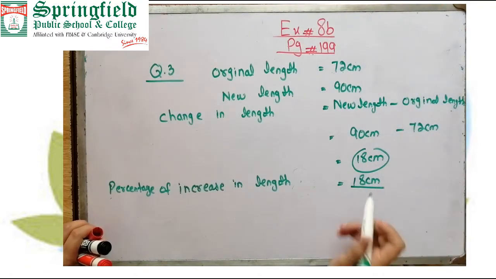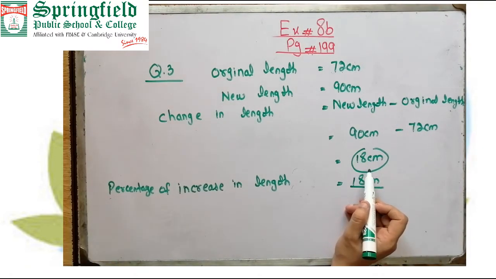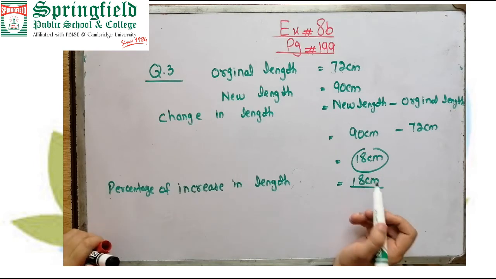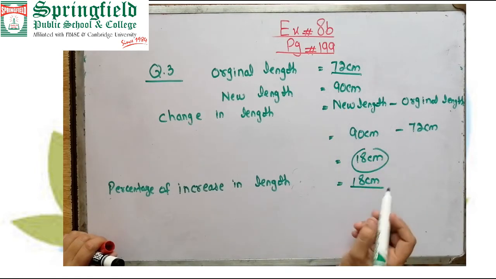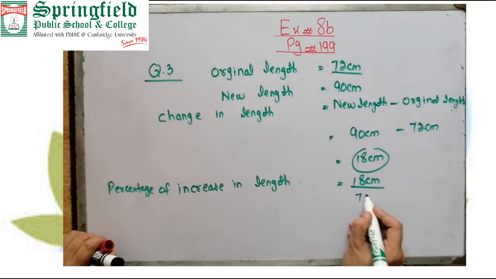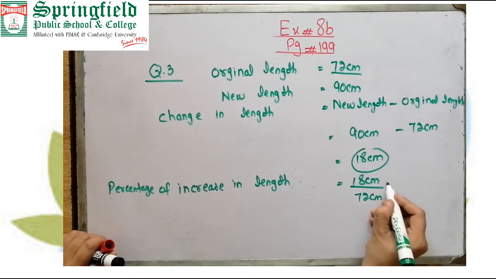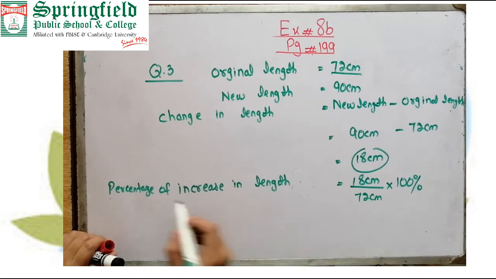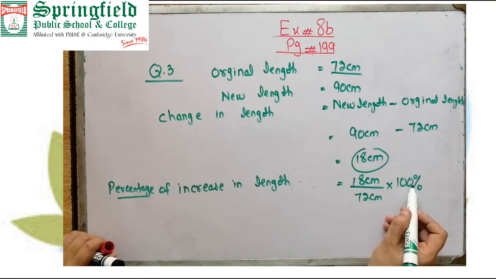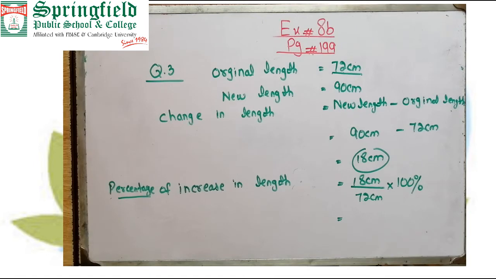Okay, now we are finding the percentage of increase in length. So increase in length means 18 centimeter, divided by the original length. What is the original length of the elastic band? 72 centimeter, and then multiply with 100%. As we are finding the percentage, we multiply with 100%.